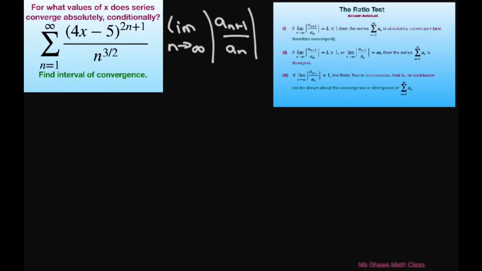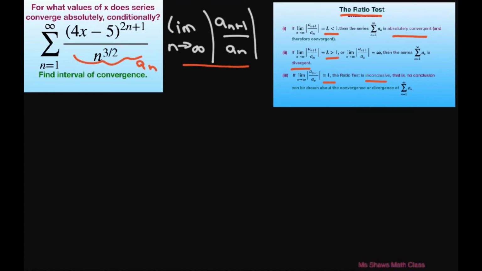I know this is hard to see, so if our limit is less than 1, then it's absolutely convergent and therefore convergent. If it's greater than 1, it's divergent. If it equals 1, it's inconclusive, and that means you have to do a different kind of test on that. So that's where we're going with this. So we're going to write this is going to be your a sub n.